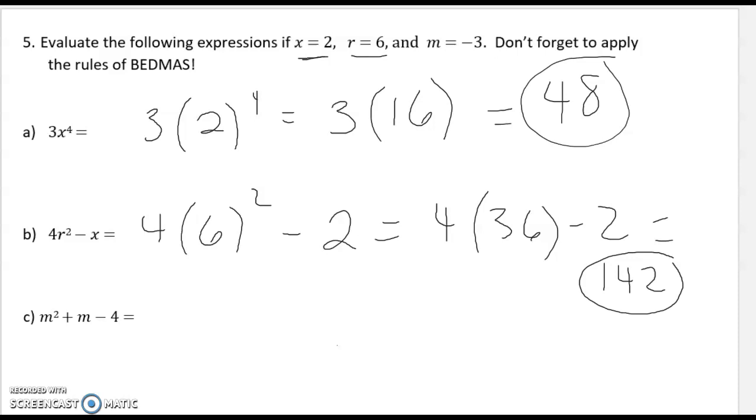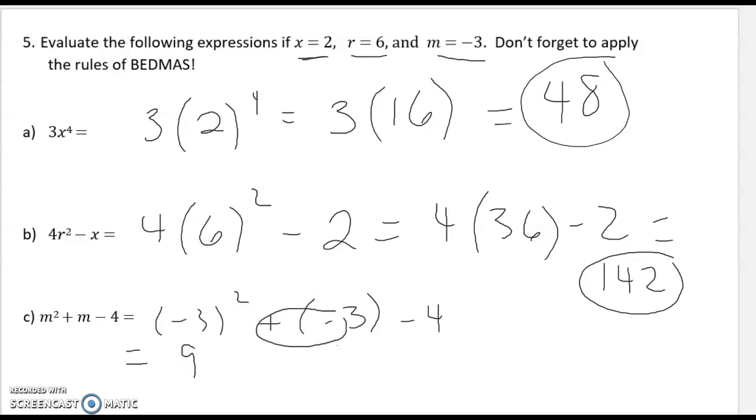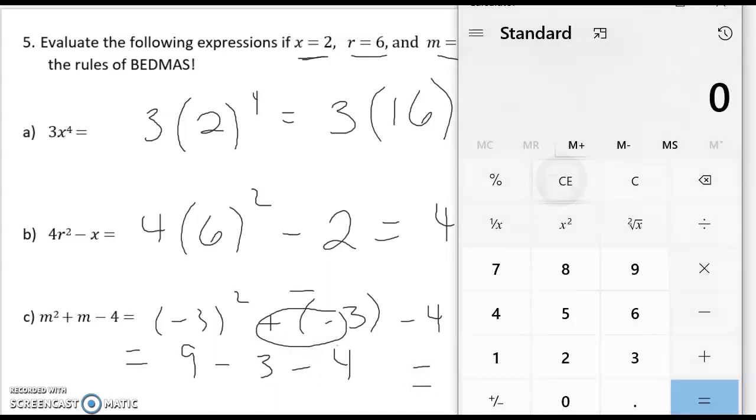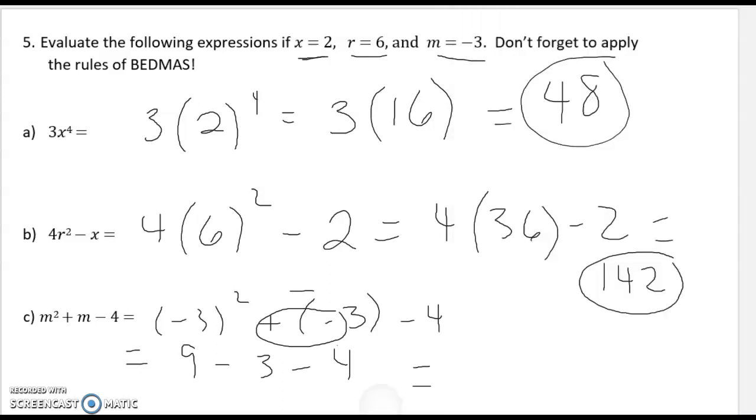And then the last one, m squared plus m minus 4. Well, m is negative 3. So I'm going to do negative 3 squared plus the next m is just negative 3 and then minus 4. So over here, negative 3 times negative 3 gives us positive 9. And then we have a positive and a negative together, so we can just rewrite it as minus 3 minus 4. Okay, and then in your calculators, you can do 9 minus 3 minus 4 gives us the answer of 2. All right. And that is it for this lesson.